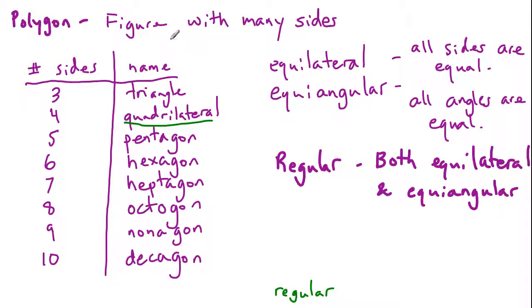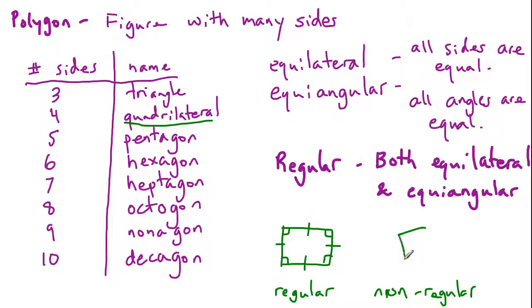And a regular quadrilateral, four-sided shape, well, that's a familiar shape to you. That's a square, right? Because it's equilateral and it's also equiangular. Okay, let's draw a non-regular quadrilateral here. So a non-regular quadrilateral. It could be anything, right? Something like this, right? As long as it has four sides, it is a quadrilateral, but it's definitely not regular.